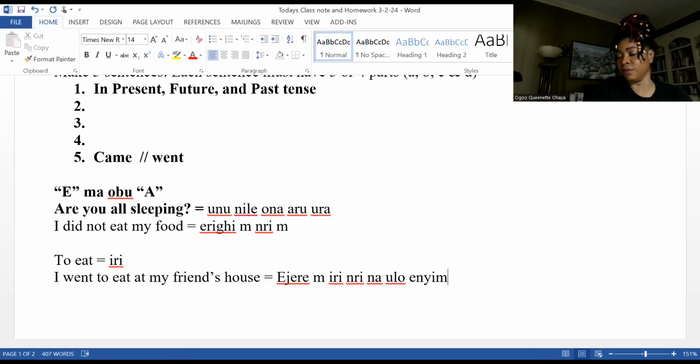So let me do a few, Chiamaka. And again, don't focus on I. Don't focus on they. Don't focus on we. Don't focus on all. Use all the pronouns. Your first sentence may be, I went to eat at my friend's house. The second one would be, they didn't go to eat. They did not come to eat. You see that? The third one may be, we all came. You see that? And the other one will be, she did not even go. You see, just use those pronouns.